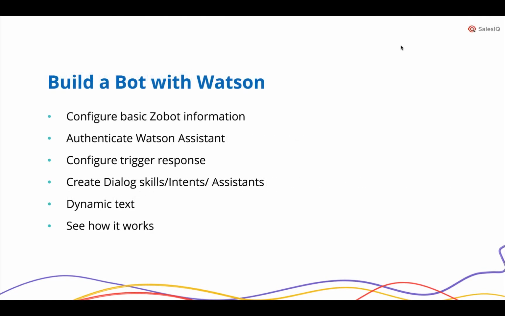So what are the steps we're going to be following? We'll configure basic Zobot information, authenticate the Watson Assistant, configure trigger responses, then we'll create dialogue skills, intents, and assistants. Then we have dynamic text and all of that.